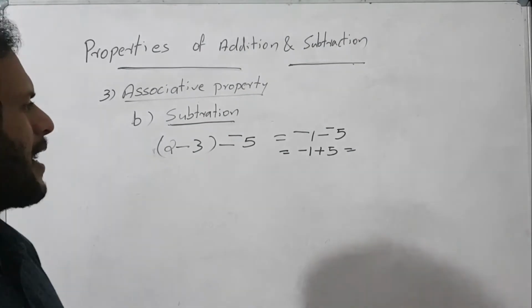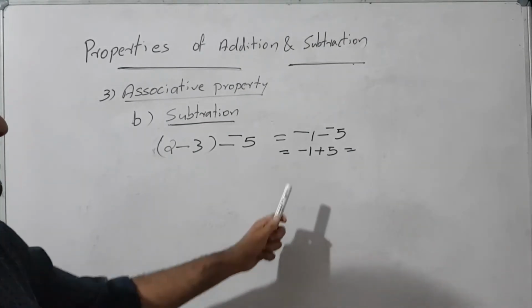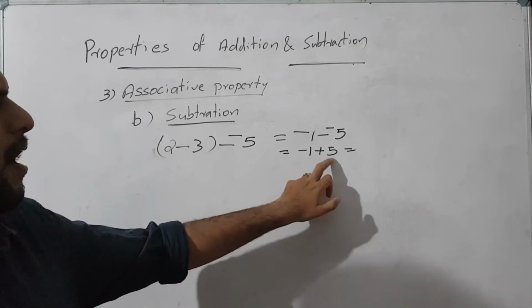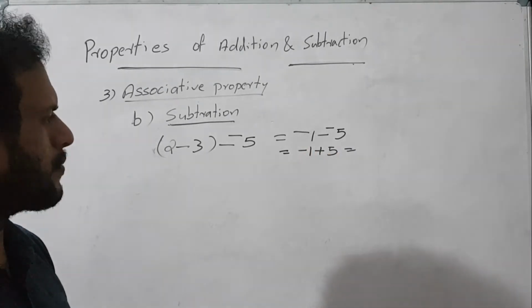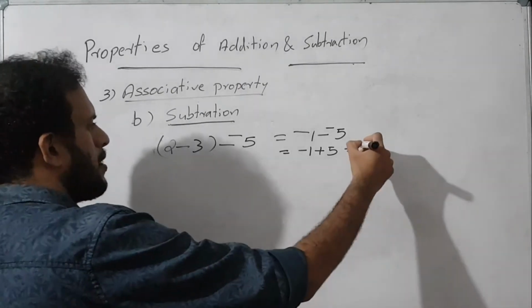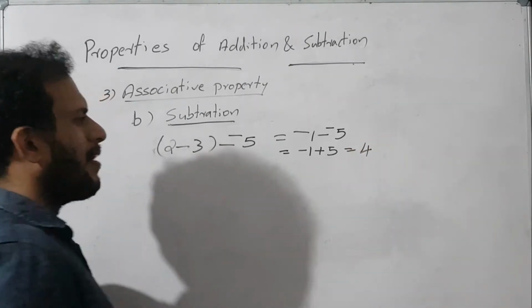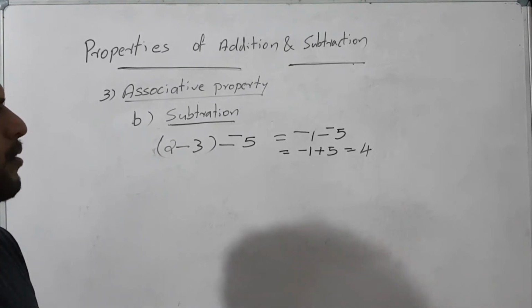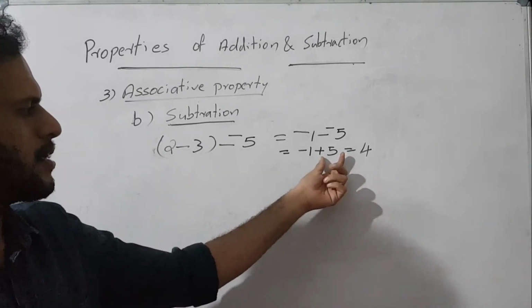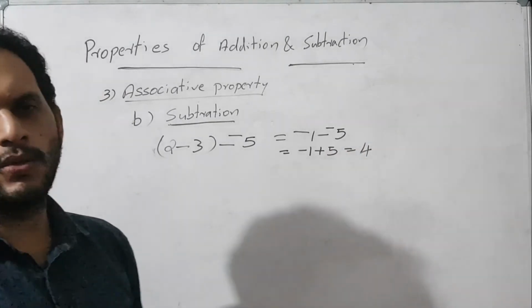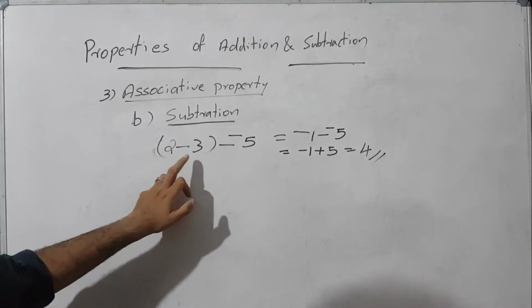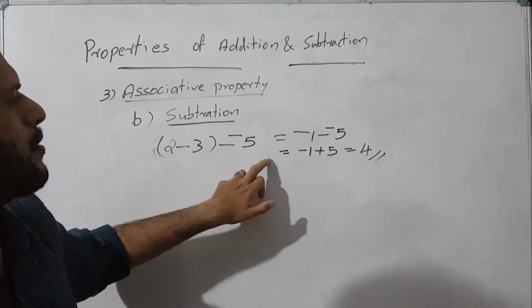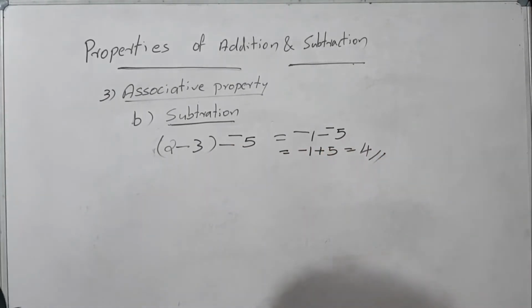What is −1 plus 5? In the case of addition, we know that the signs are different. The first one is minus, the second one is plus. So we subtract the numbers: 5 minus 1 is 4. Then what is the sign of 4? The sign is positive because 5 is the biggest and its sign is plus. So we conclude (2 − 3) − 5 is equal to 4.